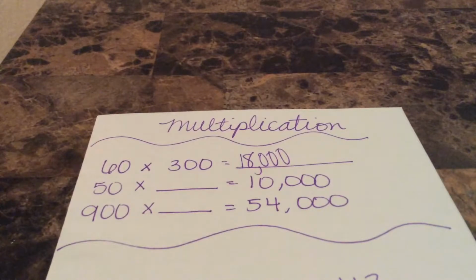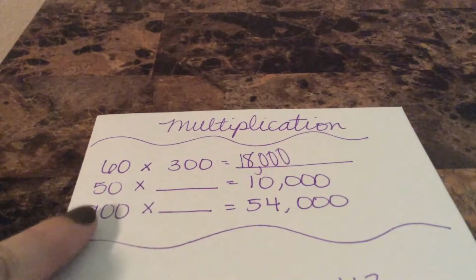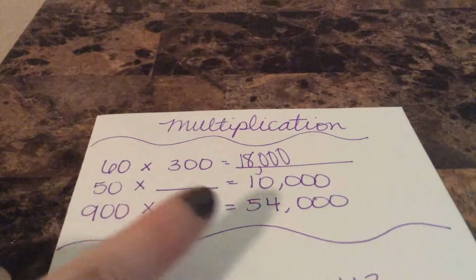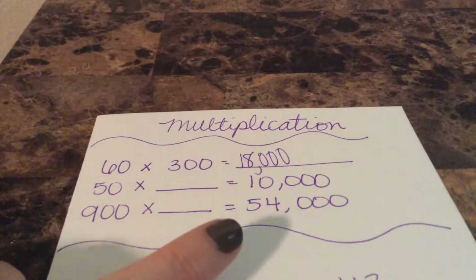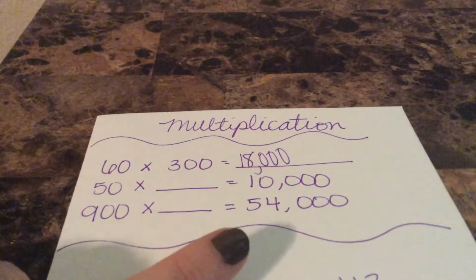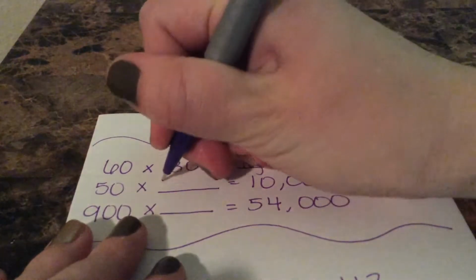Okay. The next one is a bit different because we have an unknown part. So we would say 5 times what equals 10. We know it's not 5 times what equals 1 because that wouldn't make much sense. Okay, that would be a decimal or a fraction. So 5 times what equals 10, and we would say 2.